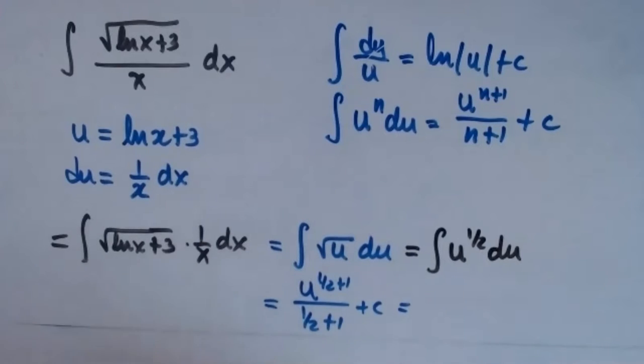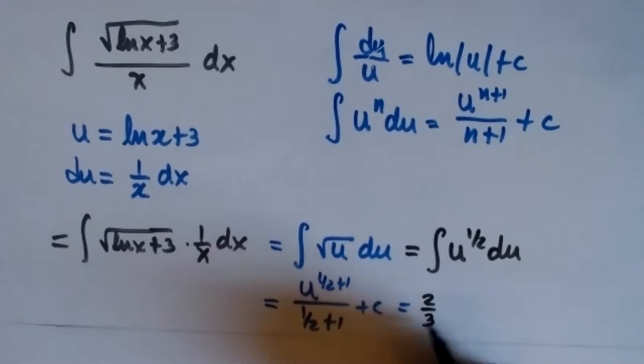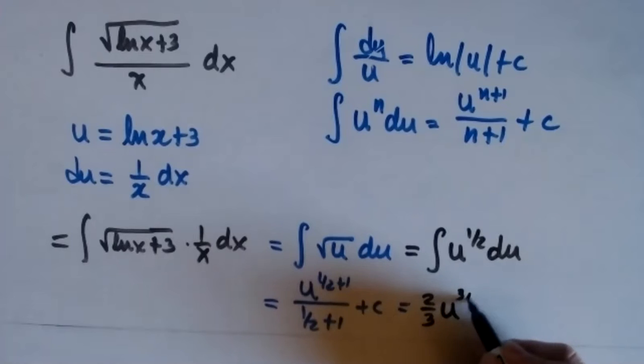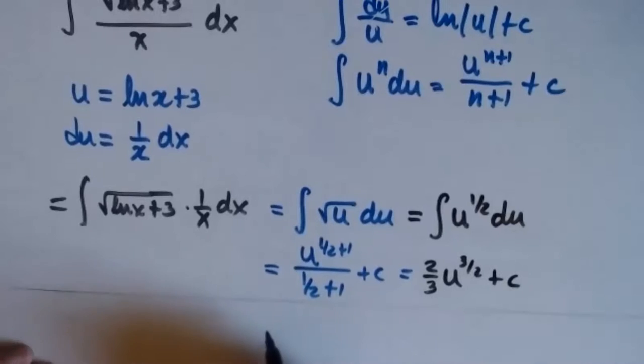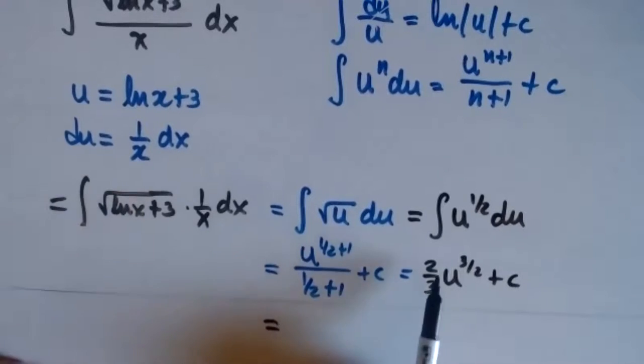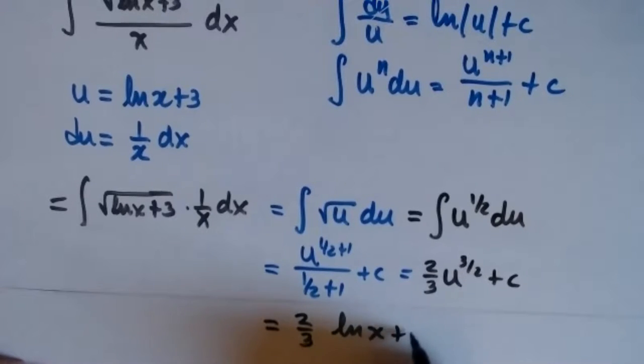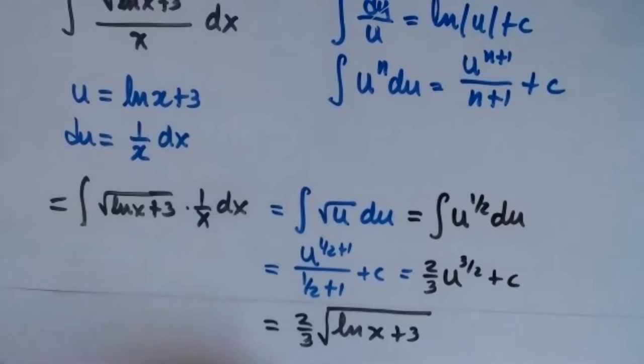1 half plus 1 is 3 halves, so this is going to be 2 thirds u to the 3 halves plus C. Now I have to return my expression. u is ln x plus 3, so it's 2 thirds ln x plus 3. And this is a rational exponent, so I have to return to a radical. So I'm going to have the square root, because it's divided by 2, of this expression cubed, plus C.